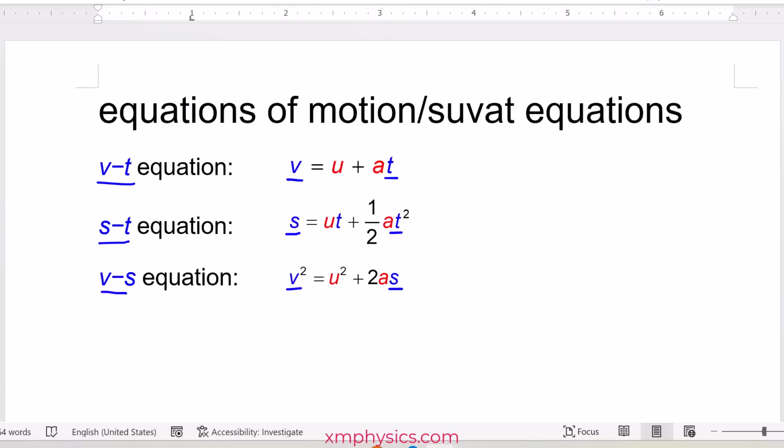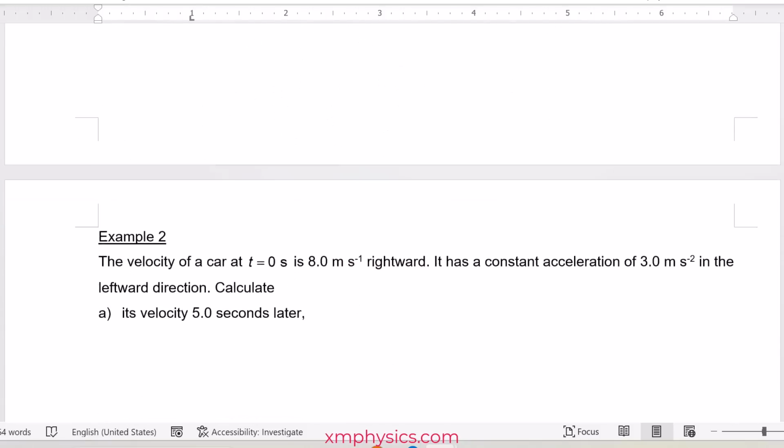A lot of students like to ask, it's so confusing, there are 3 of them, I don't know which one to use. Yeah, it comes with experience, but roughly speaking, if the information given to you is V and T, or if you are trying to link V and T together, then use the VT equation. If you are trying to link displacement with time together, then use the ST equation. If you are trying to link the final velocity to the displacement, then use the VS equation. Yeah, but as I said, it comes with experience. So let's do an example to gain some experience.